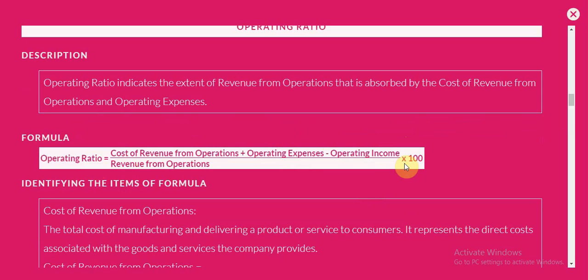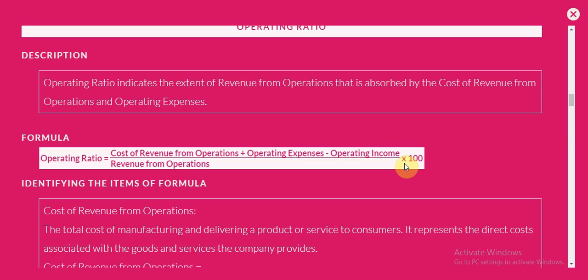So friends, cost of revenue from operations is the total cost that the business incurs to generate sales. So that is included, and to that we add the operating expenses. Operating expenses are, for the operation of the business, whatever expenses are incurred, that is also added to the cost of revenue from operations.